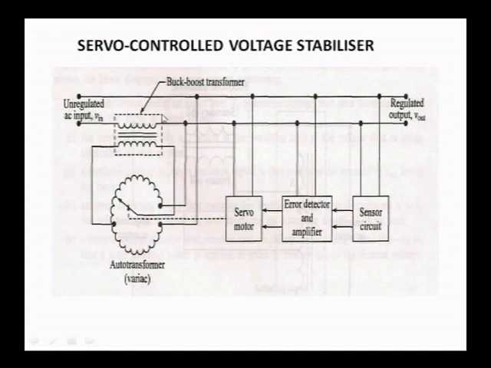Now, this regulator is an auto transformer variac, connected to a movable arm like this. It can move on this winding. So this is the variac. Now, to drive this arm, you have a servo motor. To drive this servo motor, you need an error detector and amplifier. Now, the sensor circuit. So now you have to analyze this circuit diagram from this end.